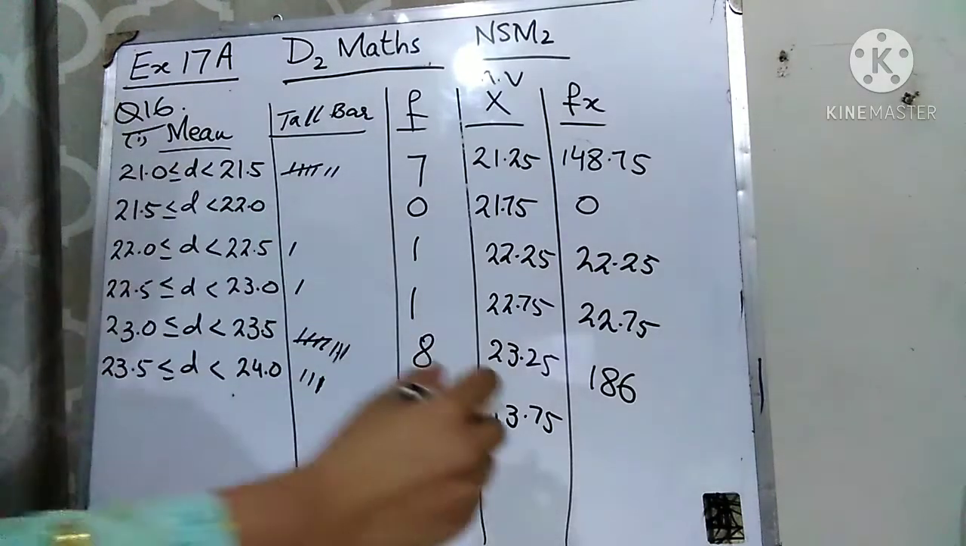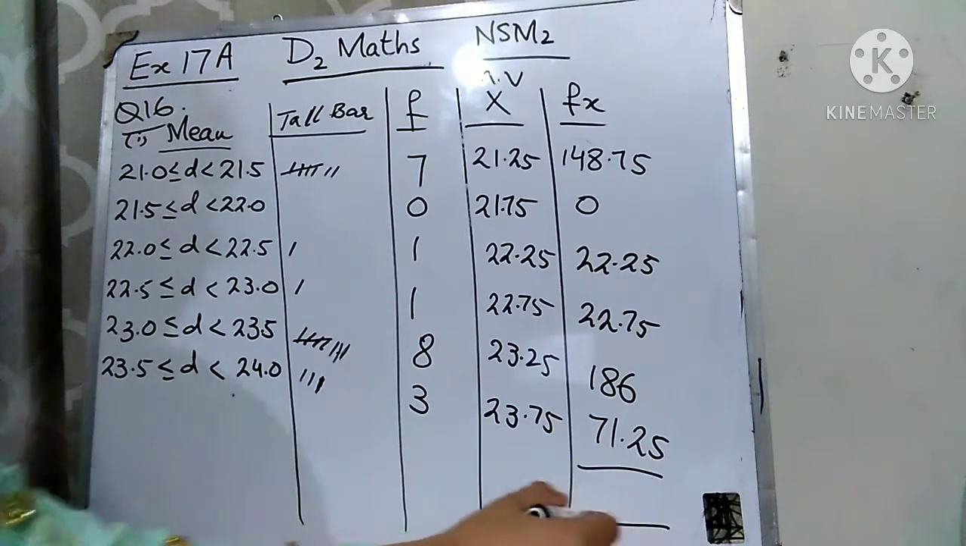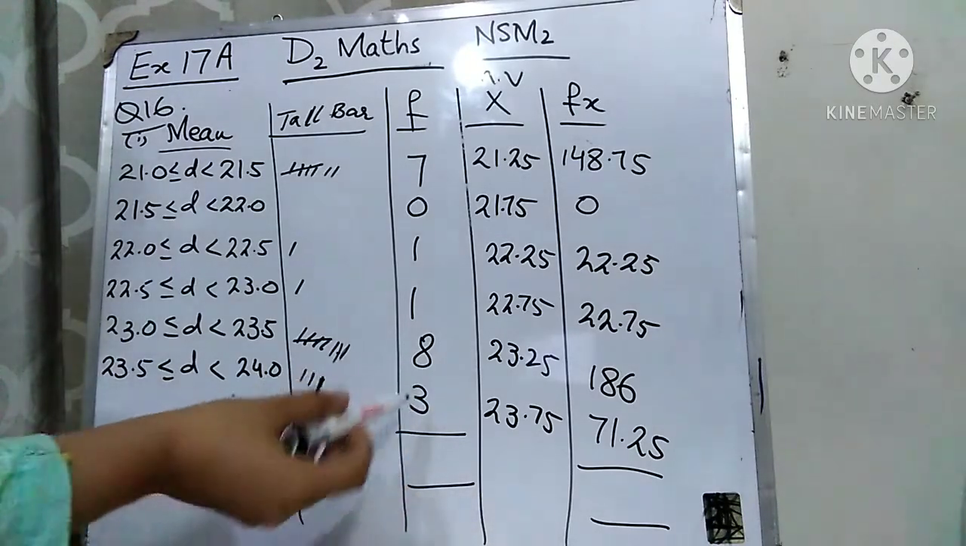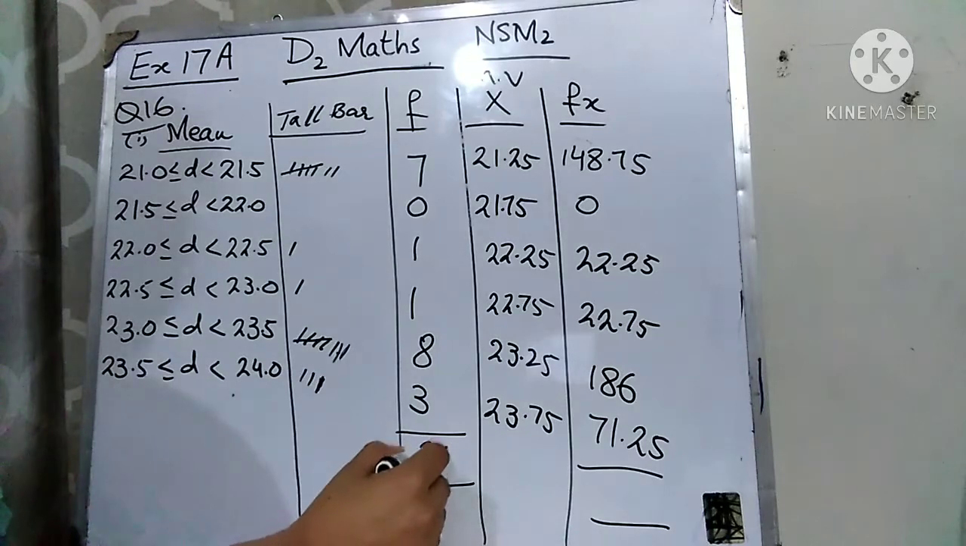I will get 71.25. Students, we have to find out the sum, because according to the formula we need total values. We are going to find out the sum of f. Here 8, 3, 8, 9, 10, 11, 12, 13, and 13 plus 7 will be equal to 20. And it's also given in your question that the table shows the mean distance in million kilometers of 20 moons from Jupiter. So total moons are 20.